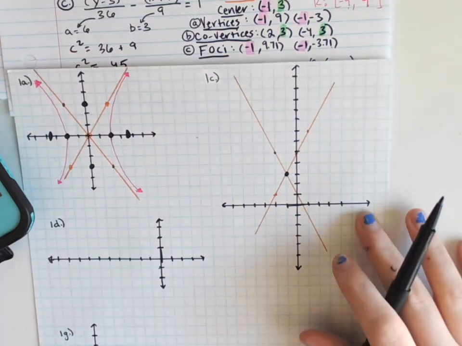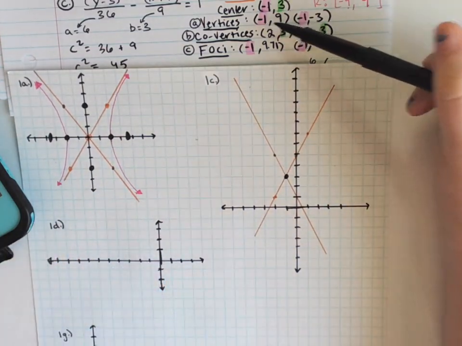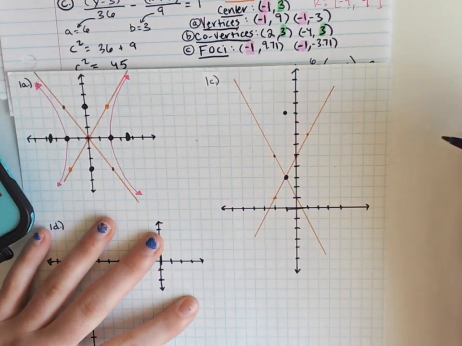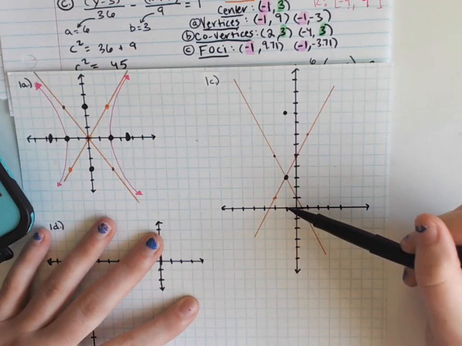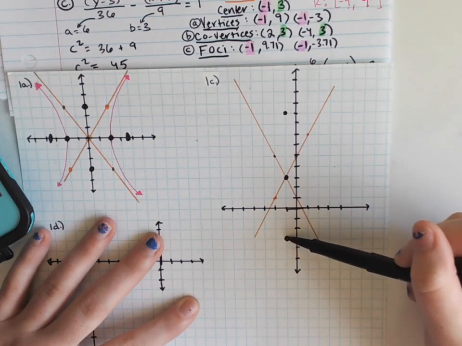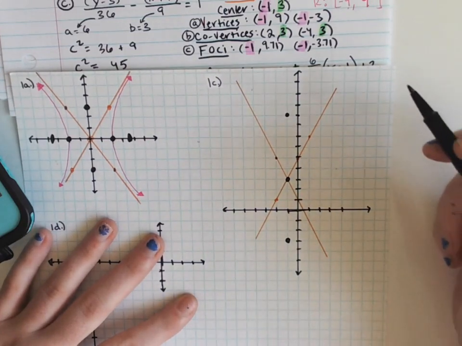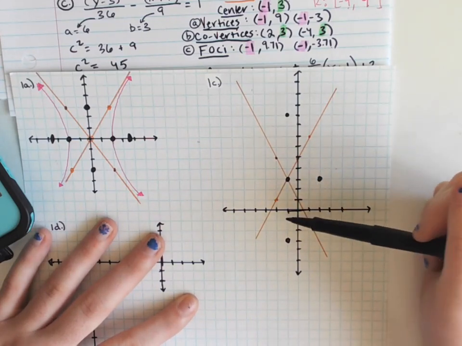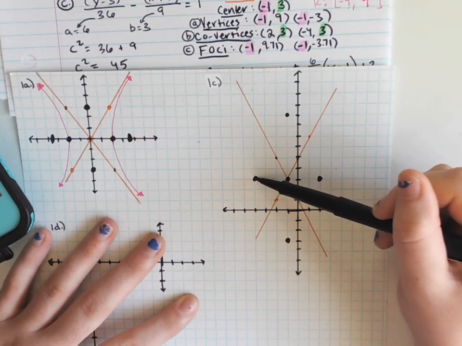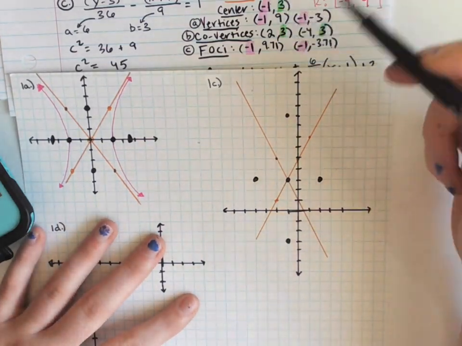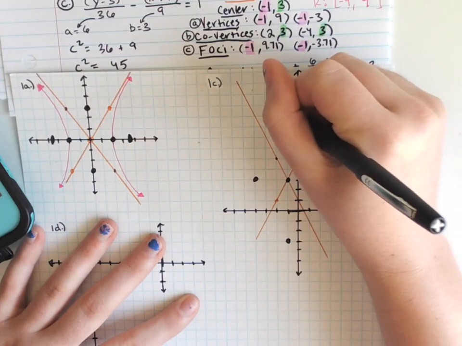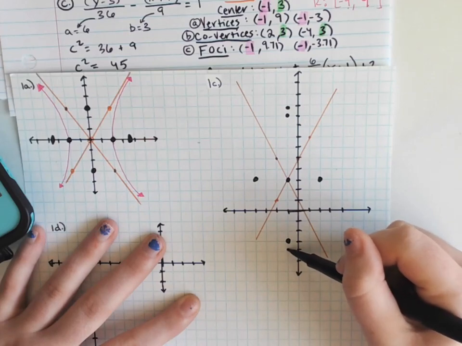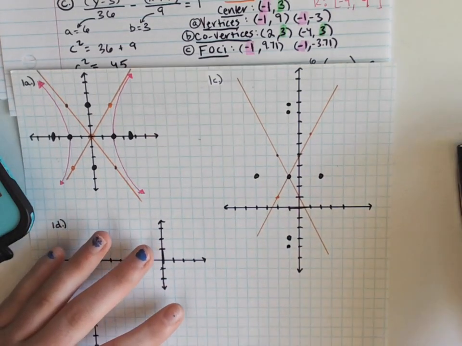Let's plot our vertices, which are at negative 1, 9 and negative 1, negative 3. So there's our vertices. I'm going to do my co-vertices, which are at 2, 3 and negative 4, 3. Finally, the foci are at negative 1, 9.71, which is right ahead of 10, and negative 1, negative 3.71, right off of negative 4.